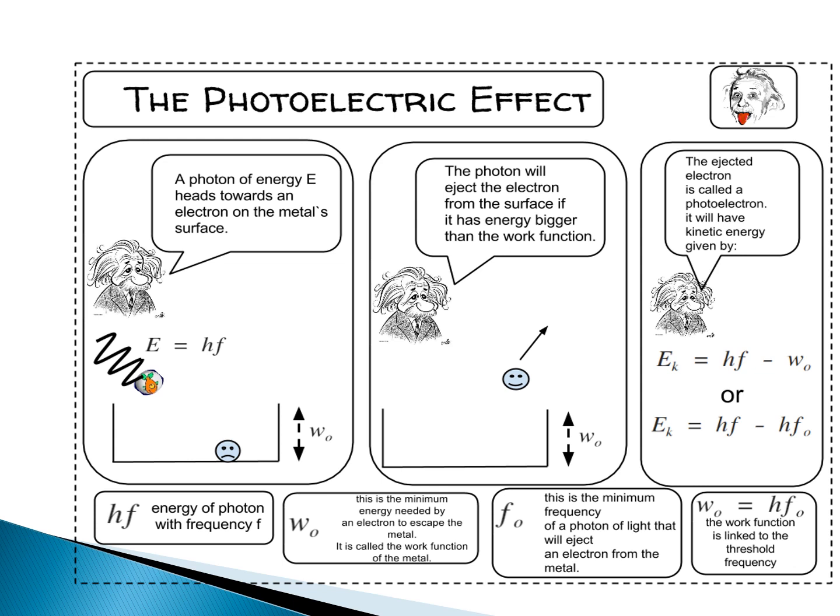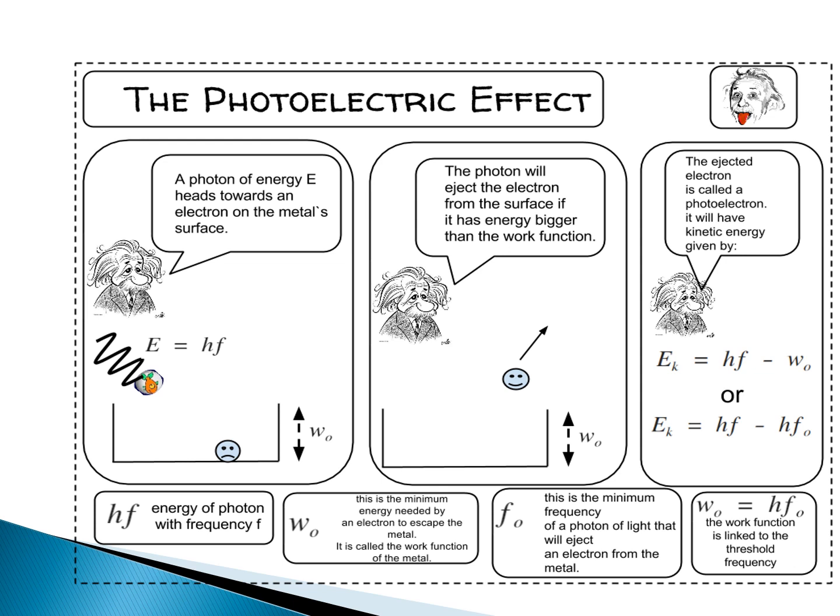Now what do we mean by work function? This is the minimum energy needed by an electron to escape the metal, and it is called the work function of the metal. Third, the ejected electron is called a photoelectron. It will have kinetic energy given by Ek is equal to h times nu minus nu 0.